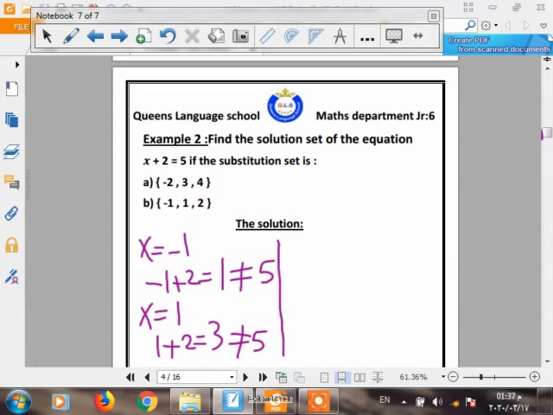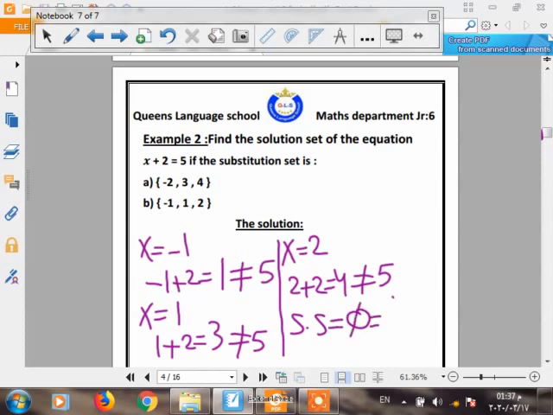The last element is if x equals 2. Let's check the left side. It's 2 plus 2 equals 4. 4 also is not equal to 5, which is on the right side. So the solution set of this question is what?